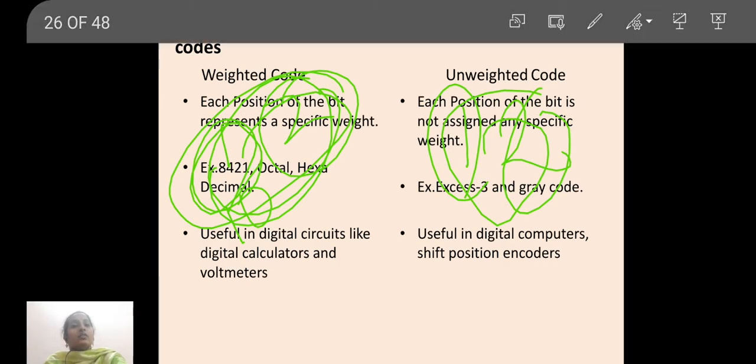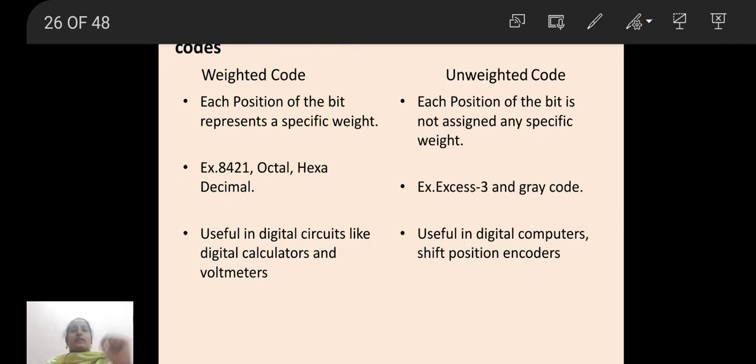So no specific weights are assigned. In weighted code, each position of the bit represents a specific weight. In unweighted code, each position of the bit is not assigned any specific weight. The examples of weighted codes, as I already told you: octal, hexadecimal, decimal, binary, 8421, 2421, 5211, etc. The unweighted codes are XS3 code and gray code. Both are used in digital electronics and computers.